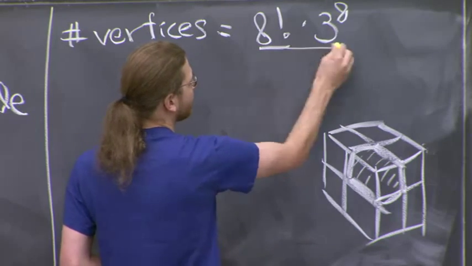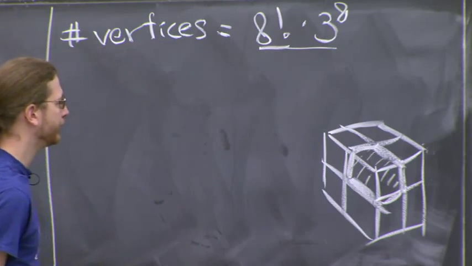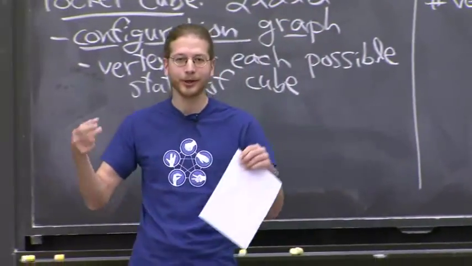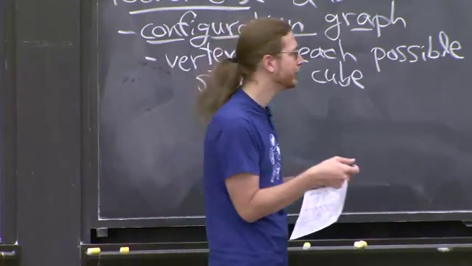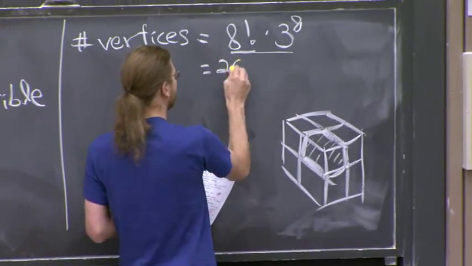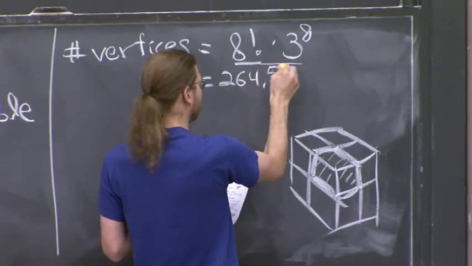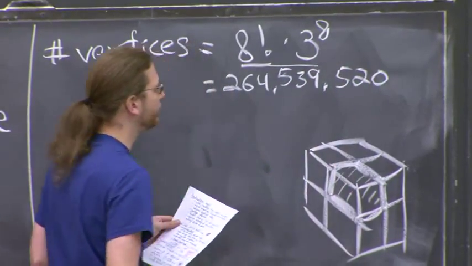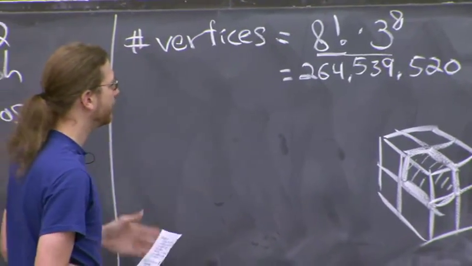And this is actually an accurate count. You're not overcounting the number of configurations. All of those are, at least in principle, conceivable. If you take apart the cube, you can reassemble it in each of those states. And that number is about 264 million. OK, which is not so bad for computers. You could search that. Life is a little bit easier.